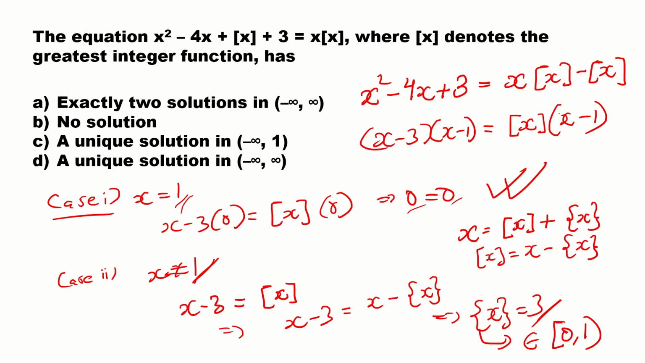If we look at the options, A is incorrect because we have one solution, not two. B is incorrect because we have one solution. C is also incorrect because it's not including 1, it's an open interval. Therefore, option D is the correct answer, saying a unique solution in minus infinity to infinity.